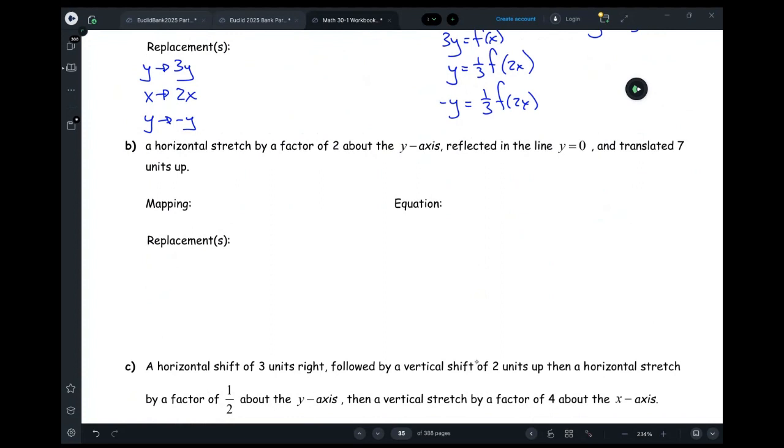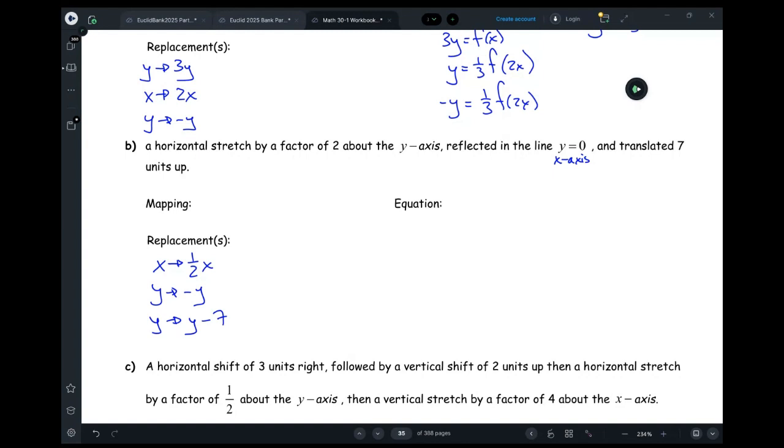A horizontal stretch by a factor of 2 means I'm replacing x with 1/2 x. Reflected in the line y equals 0. Okay, I've got to think about that. Reflected in the line y equals 0, that is the x-axis. So that means I'm replacing y with negative y. And then I'm going to translate this thing 7 units up, which means replacing y with y minus 7.